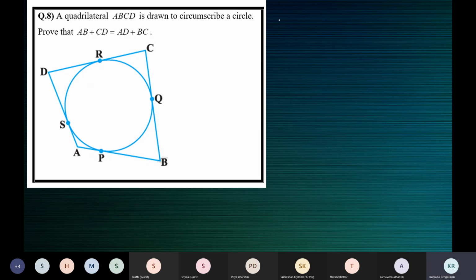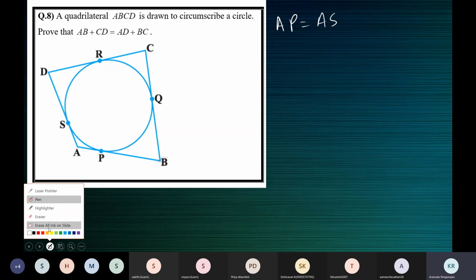Yeah, so is AP equal to AS? Yes, ma'am. Like this, complete the other results. What are the other results? AP is equal to AS, then BS is equal to DR. One minute. When you do this, you can just make it less messy.